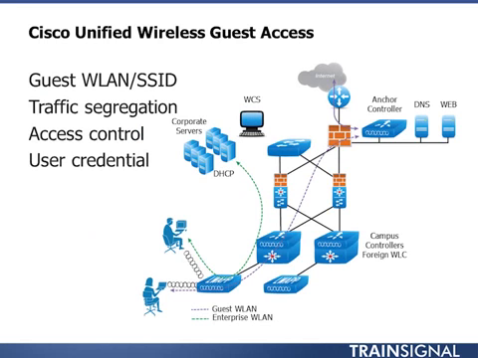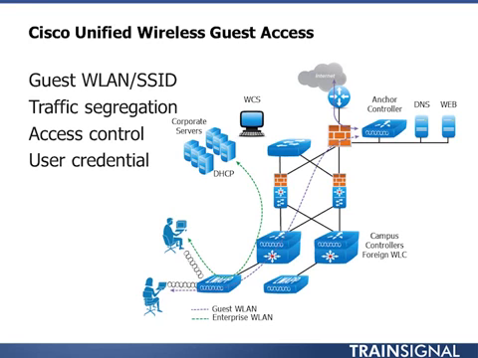So Cisco has defined a unified wireless guest access solution. And basically what it does is it creates a tunnel between two endpoints. And the tunnel actually isolates the guest traffic. And the tunnel exists between the wireless LAN controller that the user is connecting to and what's referred to as an anchor controller. And the anchor controller is located in what's referred to as the demilitarized zone.